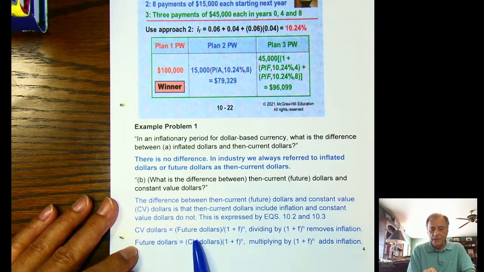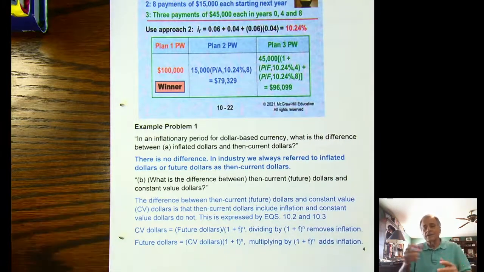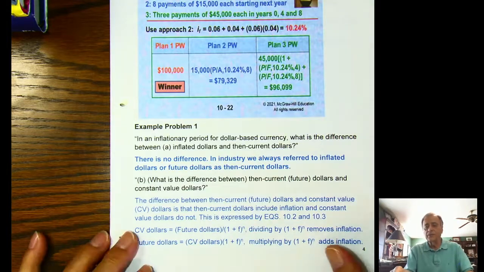Constant value dollars equals future dollars divided by 1 plus the inflation rate to the nth power. Dividing by 1 plus the inflation rate to the nth power removes inflation. Future dollars equal constant value dollars times 1 plus the inflation rate to the nth power. Multiplying by 1 plus the inflation rate to the nth power adds inflation. Notice that this is exactly the same as interest rates and future worth and present worth. Only when we were doing that, we used the rate I, the interest rate. Now we're using the rate F, the inflation rate.